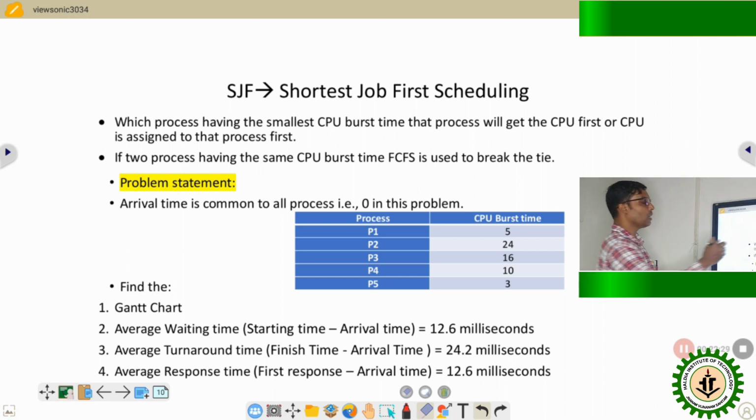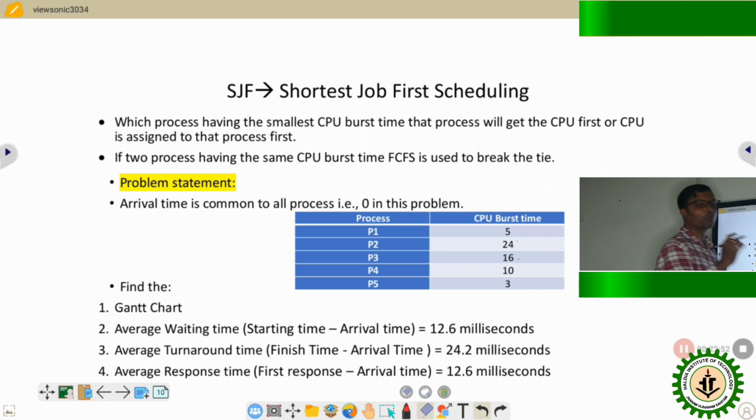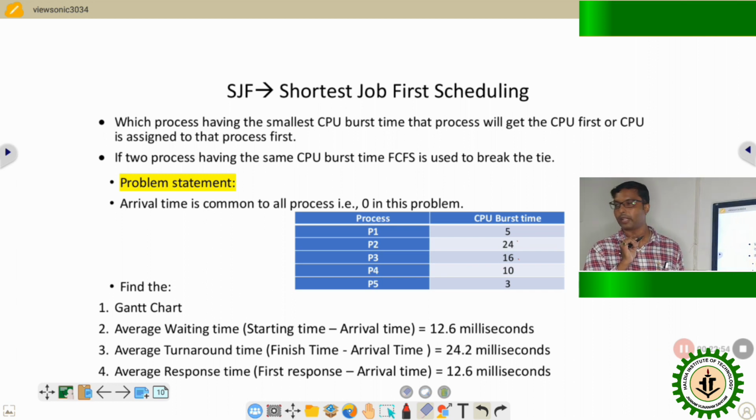Now we are constructing the shortest job first. So what is the algorithm? Algorithm says shortest job first. Which process having the smallest CPU burst time among this given set, that process will get the CPU first and will execute. If there is a tie, the same one, suppose this is 24 and that was also 24, how to break? FCFS is used to break the tie.